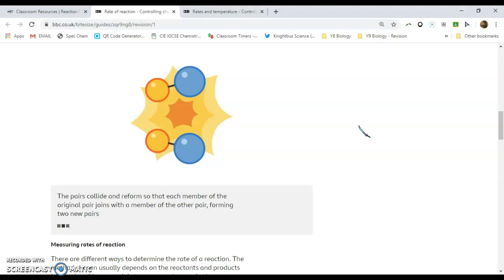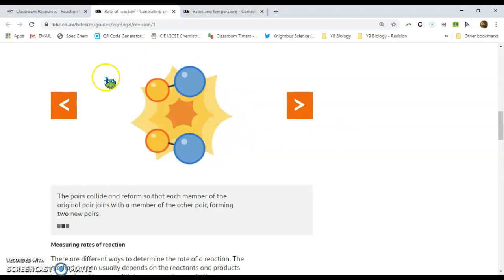Remember the activities that we've been doing with the cards for balancing chemical equations? This now starts to make sense. So why is it that I chose that approach? Because the partners change and the pairs then reform so that each member of the original pair can join with a member of another pair, forming two more pairs.